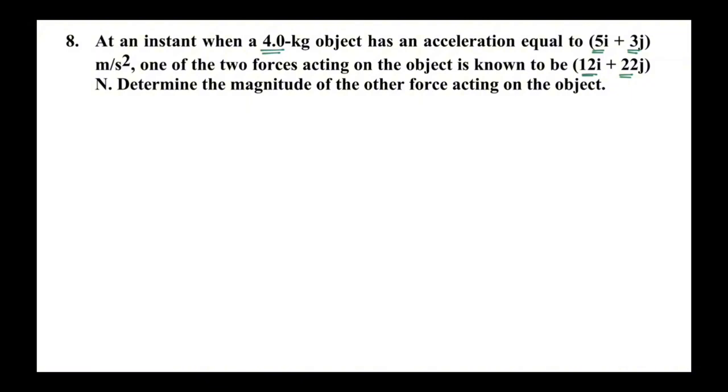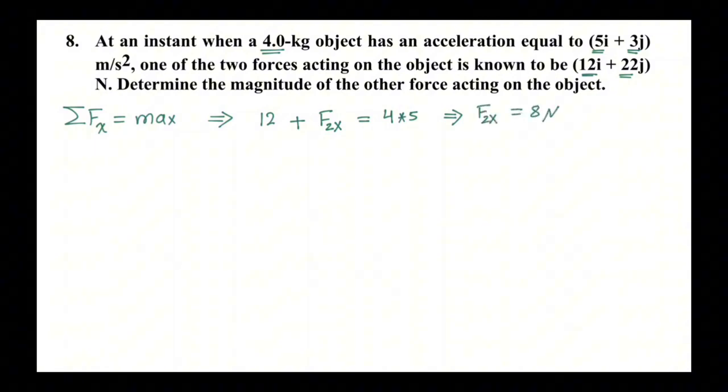Now to solve this one here, sum of all forces on X equal to max in this case. Now on X we have 12 from F1 plus F2x, that's what we are looking for, equal to the mass 4 and the acceleration on X, it's 5. In other words, F2x is equal to 8 newtons.